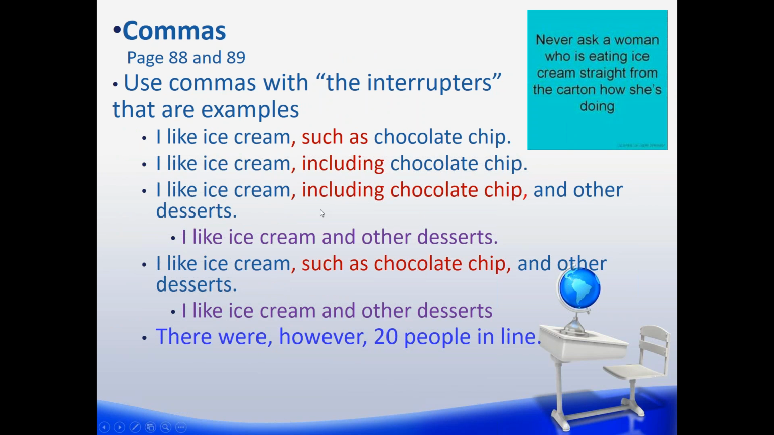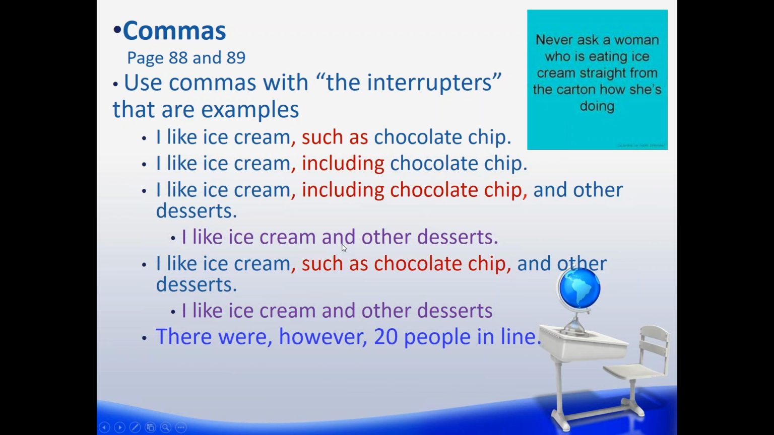All right, we use commas for what I call the interrupters, and these can be at the end of a sentence or in the middle of a sentence. Usually these are descriptive phrases or phrases with examples. So in this case, all of these are examples. So that's why I have a comma with "such as." "Including" is a very common phrase that we use with examples. In this case, it's at the end of the sentence, and in this sentence, it's in the middle of the sentence. So that's why we need the comma here.